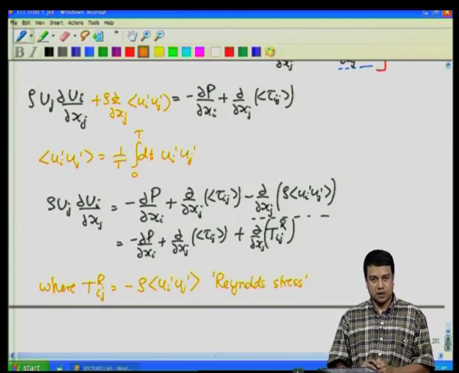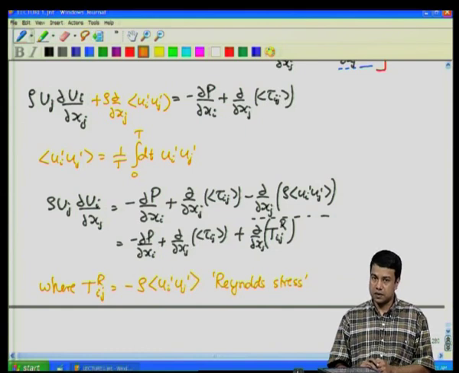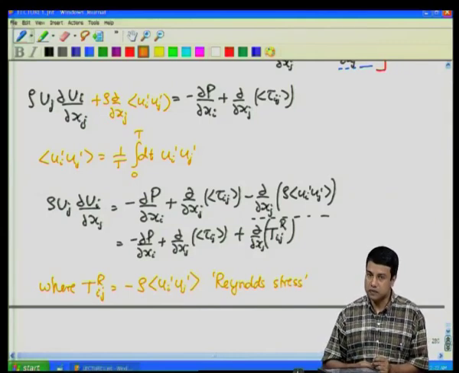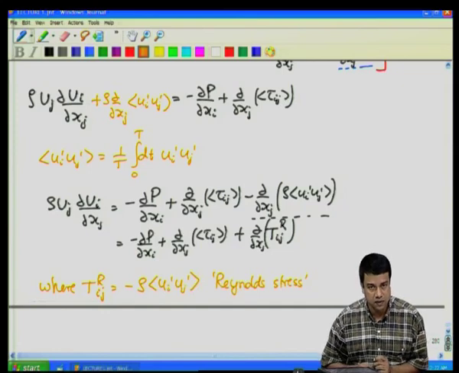This is the transport of momentum due to the fluctuating velocity of the fluid, not due to the molecular velocity. The shear stress tau_ij is the transport of momentum due to the molecular velocity fluctuations. However, in a turbulent flow, in addition to molecular velocity fluctuations, you also have fluid velocity fluctuations, fluid eddies that are transporting momentum in various directions. The transport of momentum due to the fluid velocity fluctuations is called the Reynolds stress.